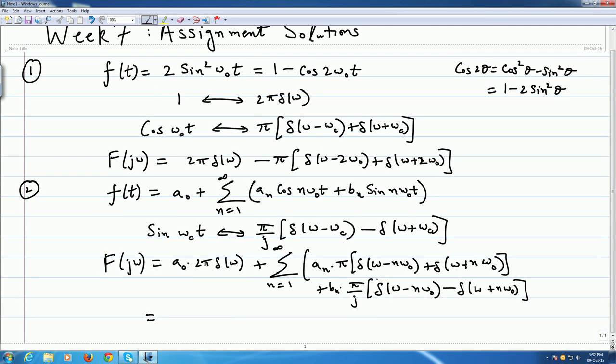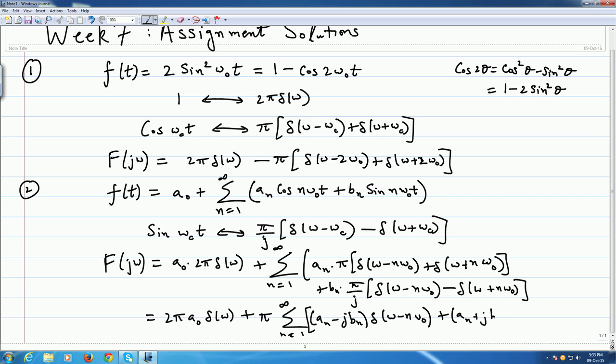So, that is the solution, and you do some simplifications. Here you have to gather the terms for delta omega minus n omega naught and delta omega plus n omega naught together and do a few basic simplifications, and you will get the answer 2 pi a naught delta of omega plus pi times, you can pull the pi common outside, summation n equals 1 to infinity. You will see that a n minus j b n multiplies delta of omega minus n omega naught, and then a n plus j b n multiplies delta omega plus n omega naught. Okay. So, that is the final answer.